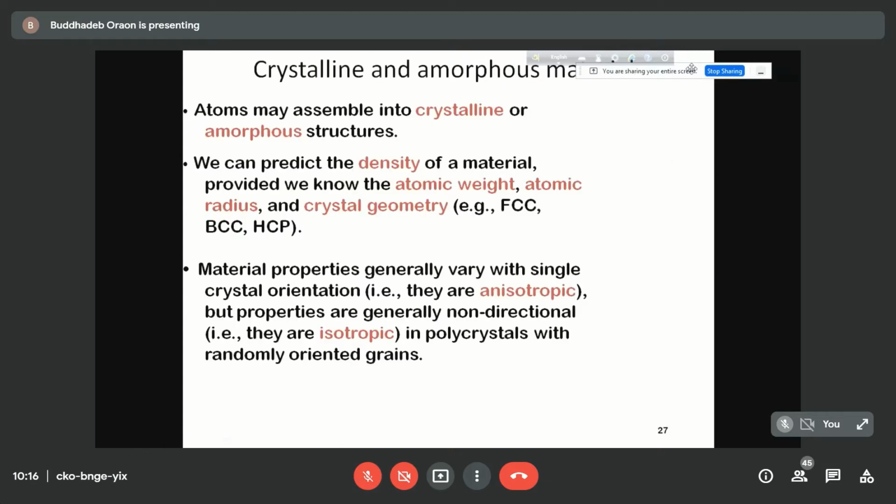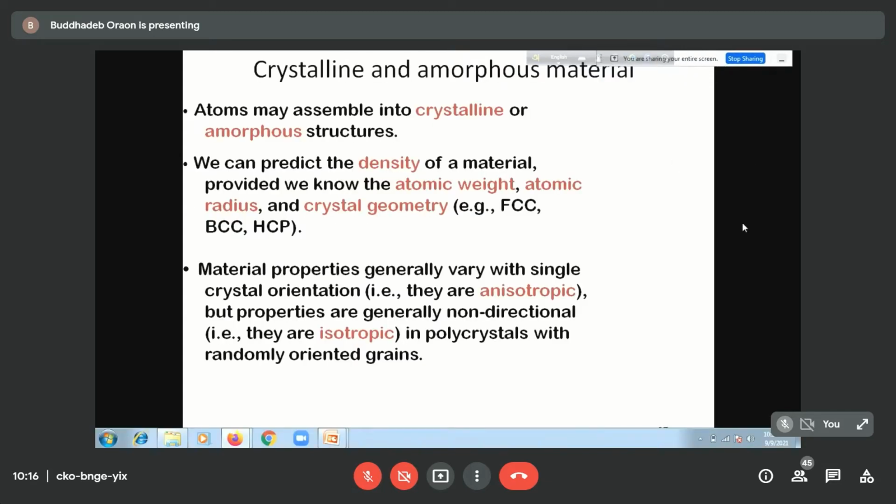Crystalline and amorphous material, as you know, the atoms may be arranged. Basically, the material consists of the arrangement of atoms. Now, atoms can be arranged in different ways. We call it the crystalline arrangement or amorphous arrangement. In crystalline arrangement, the atoms are arranged in regular fashion. There will be some regular geometry. In the case of amorphous structure, it is not so.